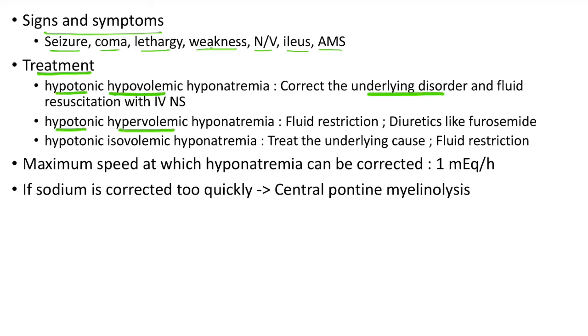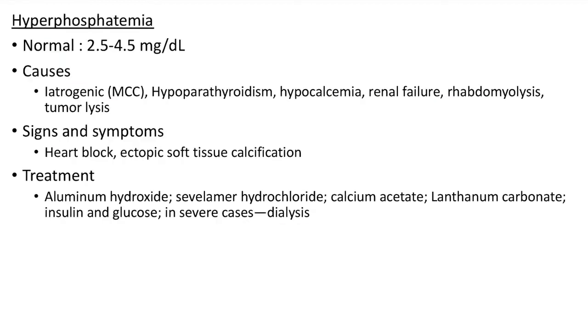For hypotonic hypervolemic hyponatremia, we have to do fluid resuscitation and diuretics like furosemide. For hypotonic isovolemic hyponatremia, we have to treat the underlying cause and fluid resuscitation. The maximum speed at which hyponatremia can be corrected is 1 milliequivalent per hour. If sodium is corrected too quickly, it can lead to central pontine myelinosis.